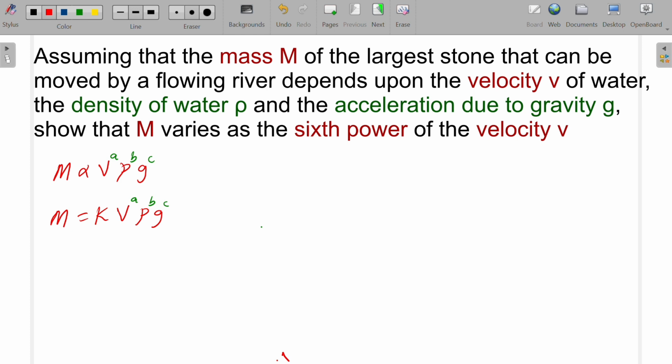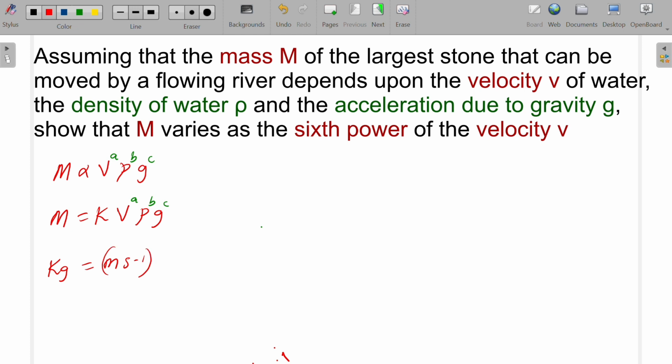On the left side, we have mass. Mass is measured in kgs, so we are putting kg. Then on the right side, forget about the k. K is a constant, so it's not considered under dimensional analysis. So our main concern is v, rho, and g. So for v, this is velocity and is measured in meters per second, m multiplied by s to the minus 1. So that's what we have.